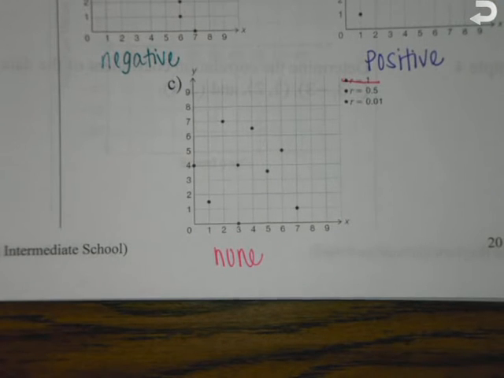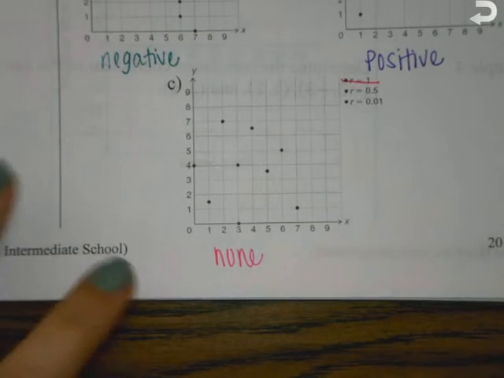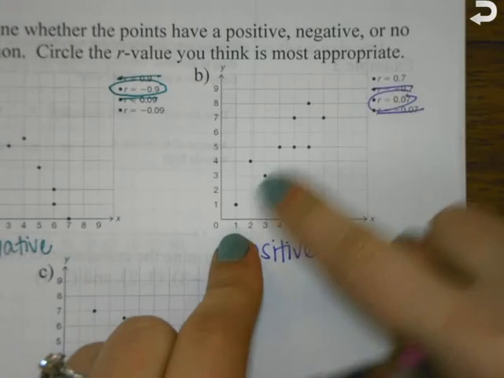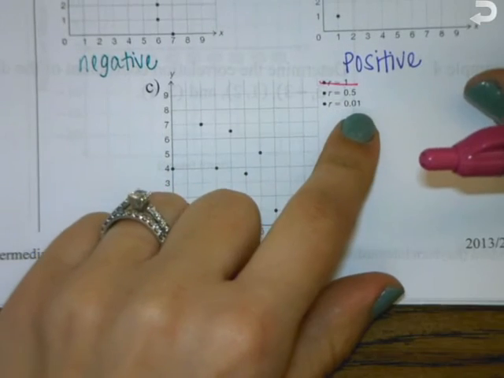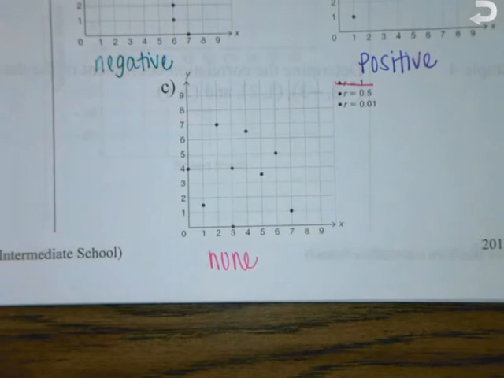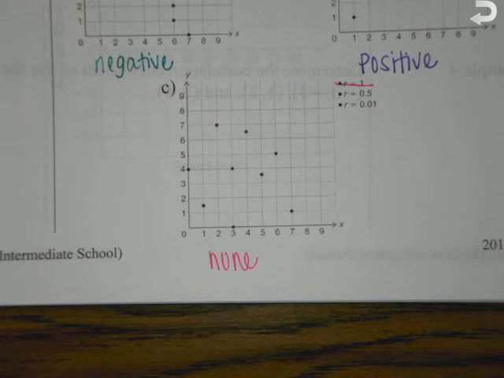0.5 would mean that it's pretty linear, but they're not very close together. Because remember what 0.07 was? It was pretty linear, but they're not super close together. 0.5 is bigger than 0.07. So it would be pretty linear, but not insanely close together. 0.01 would mean that they're not even close to being linear.